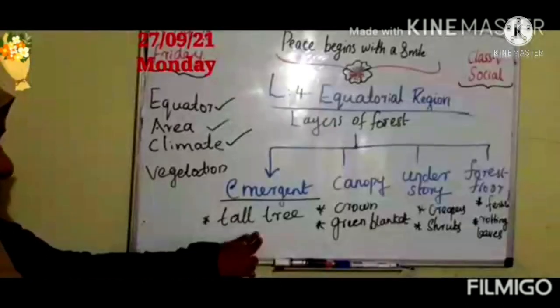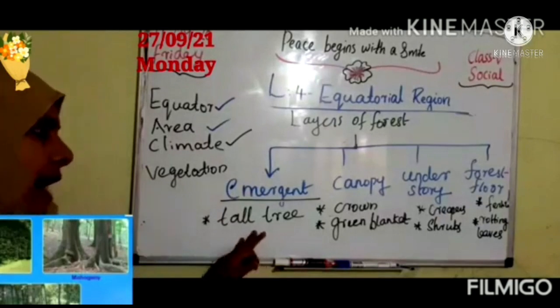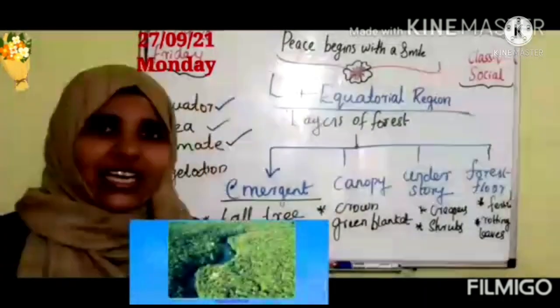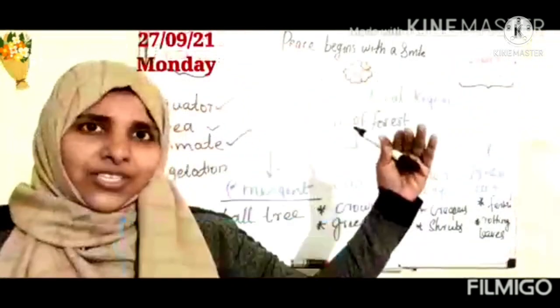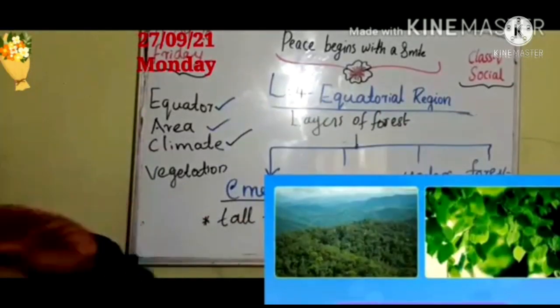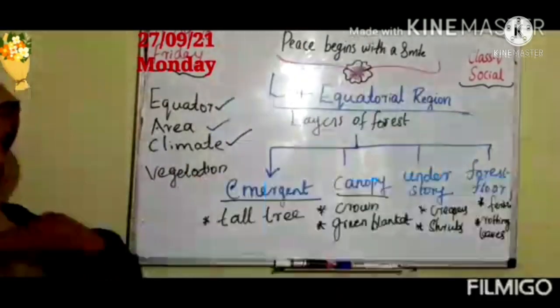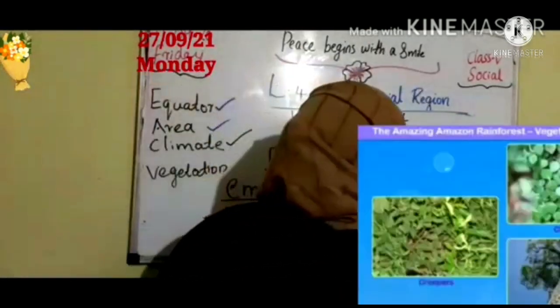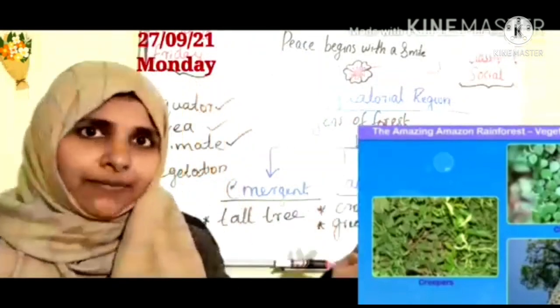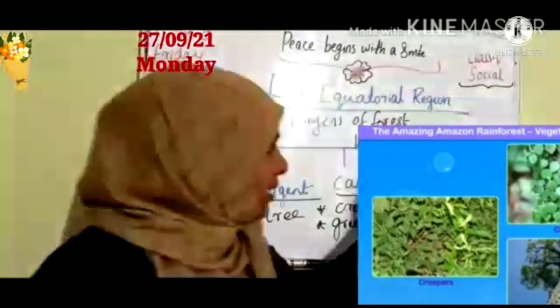In the emergent layer we can see the tall trees, and the canopy is the second layer of the forest. In the canopy we can see it is like the crown of the forest. As like a crown we can feel. Because of the dense forest, it looks like a green blanket. Then the third layer is the understory. We can see mainly creepers, climbers and shrubs present in the understory.